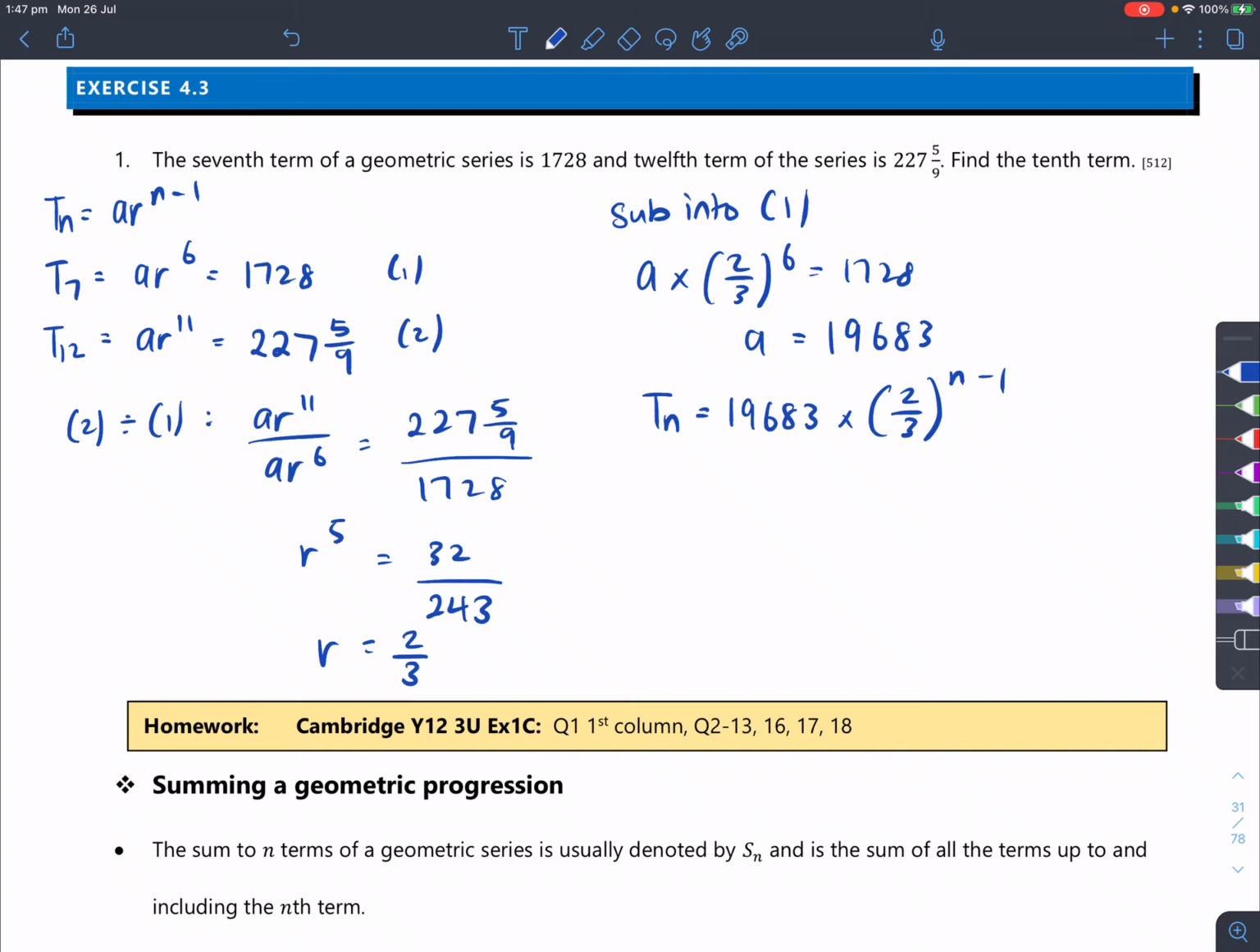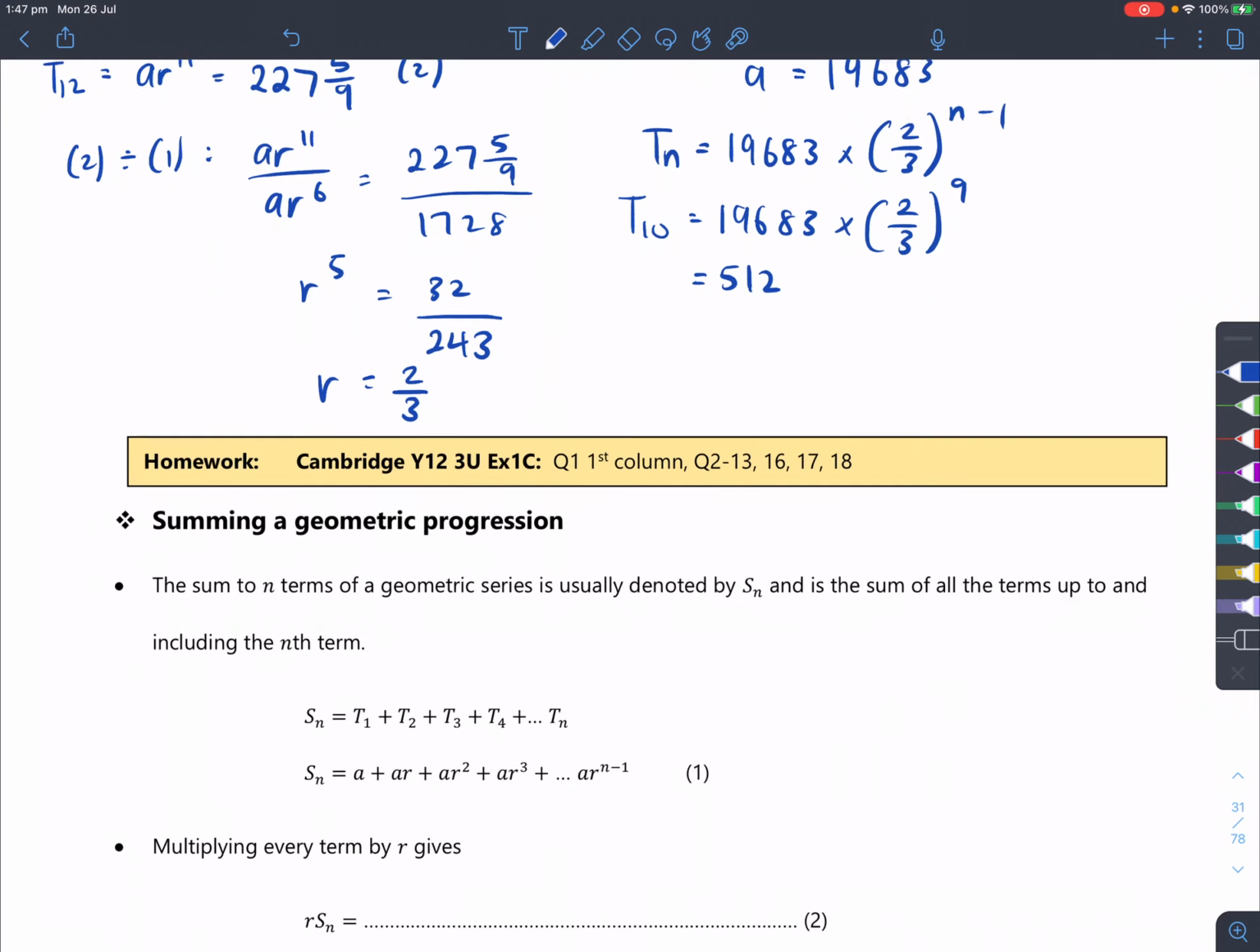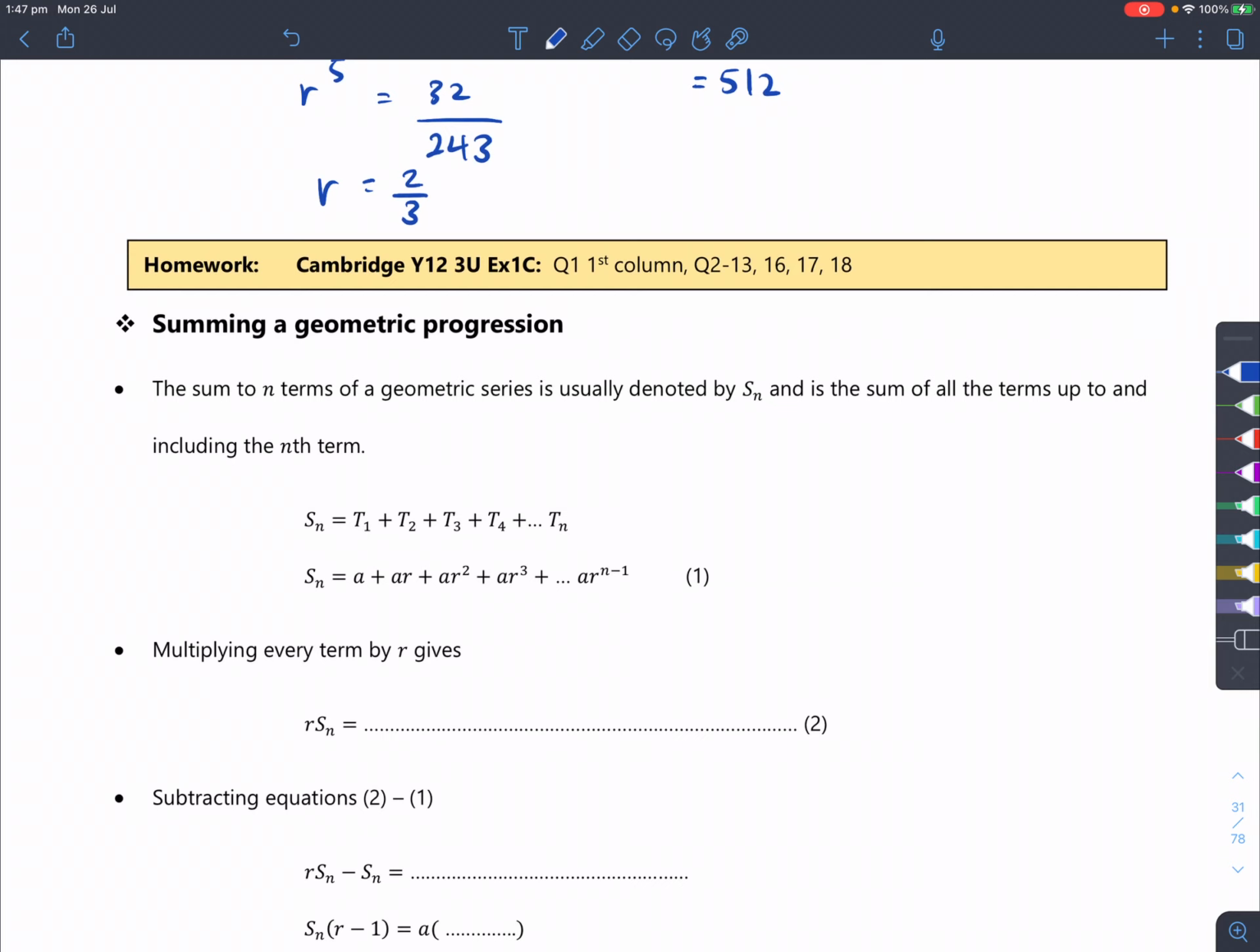All right. So now that we do that, we need to find out the 10th term. So T10 would equal 19683 times 2/3 to the power of 10 minus 1, which is power of 9. So 19683 times 2/3 to the power of 9 will give us 512. So our 10th term is 512. Right. So that's your homework there, which you can do later.